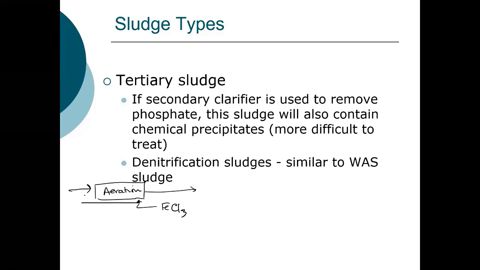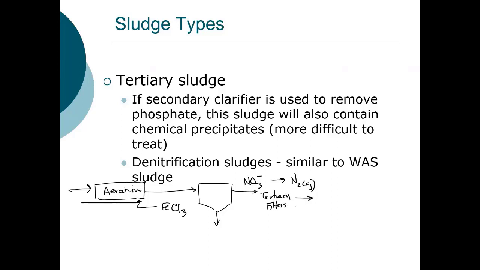Denitrification sludges, so that's sludges where we're converting nitrate to nitrogen gas, tend to be similar to the waste activated sludge. Now at the East Lansing plant, the water goes from the aeration tank into the secondary clarifier, and that effluent then goes to tertiary filters before disinfection.